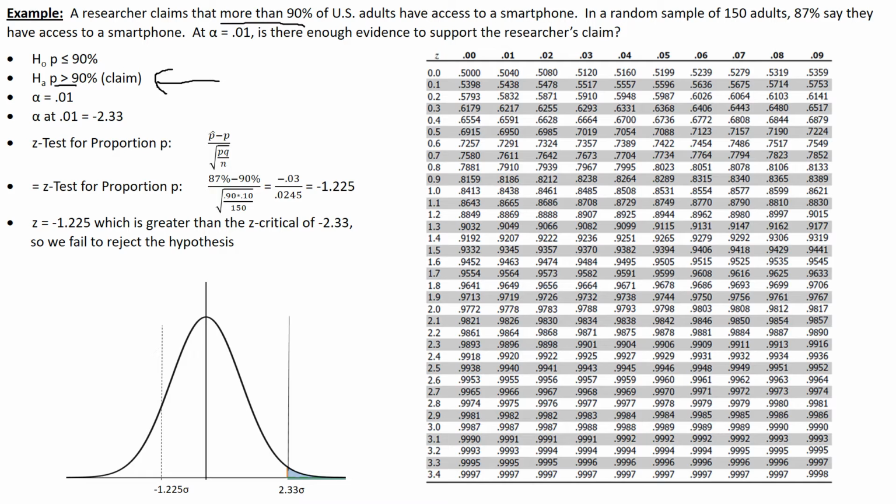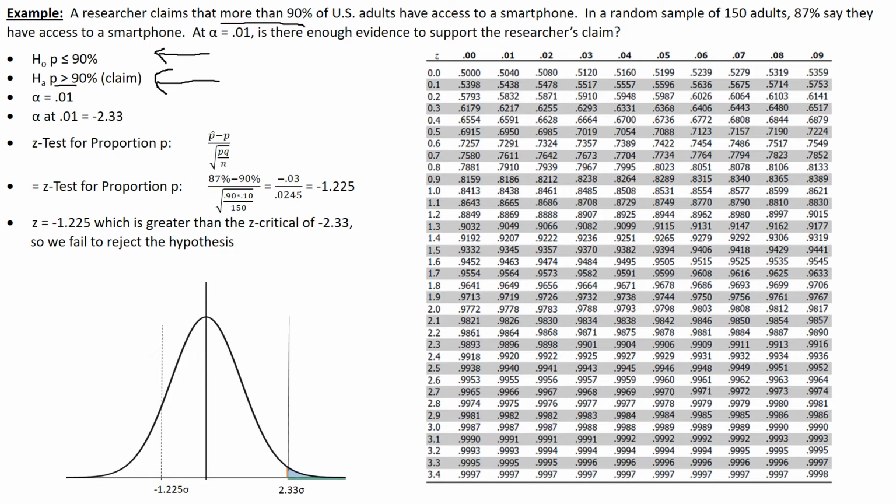And since that's pointing towards the right, it's one-tailed and it's right-tailed, as I've shown here. If it's greater than 90%, then the null hypothesis has to be less than or equal to. There's the equality statement. Alpha is 0.01. And as we did before, alpha at 0.01 is 2.33.